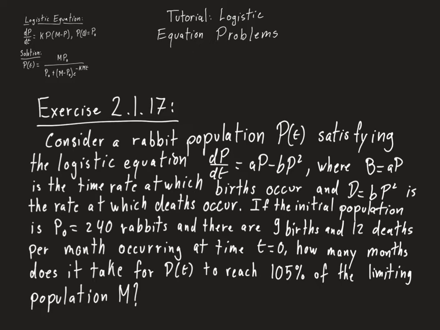This is a pretty lengthy word problem, but what's actually being asked is pretty straightforward. We have a population of rabbits which follows the logistic equation, and you can see that at the initial time, our death rate is greater than our birth rate, which means that this population is higher than what is called the limiting population of the logistic equation. That means that this population is gradually going to decrease to approach that limiting value M. You are being asked to find how long it takes to get within 5% of that limiting population.